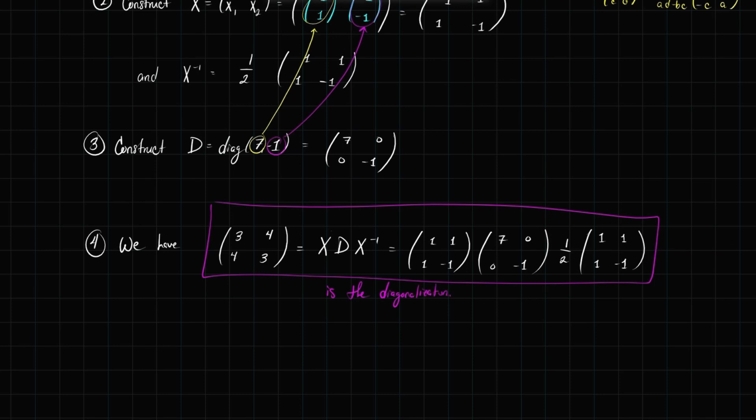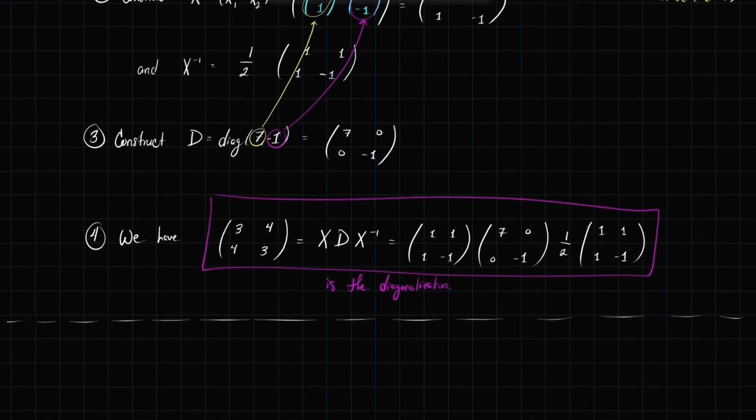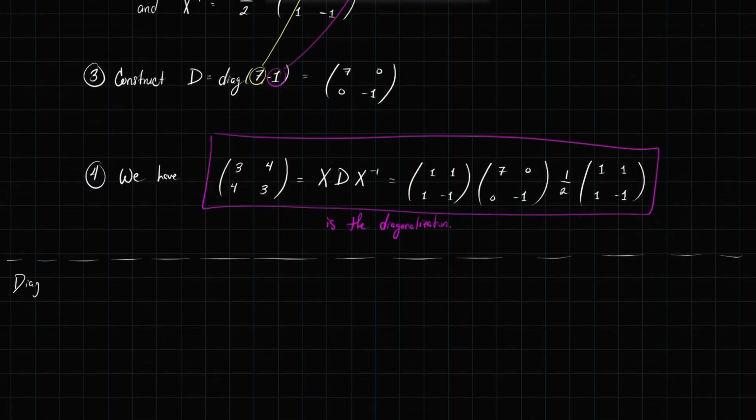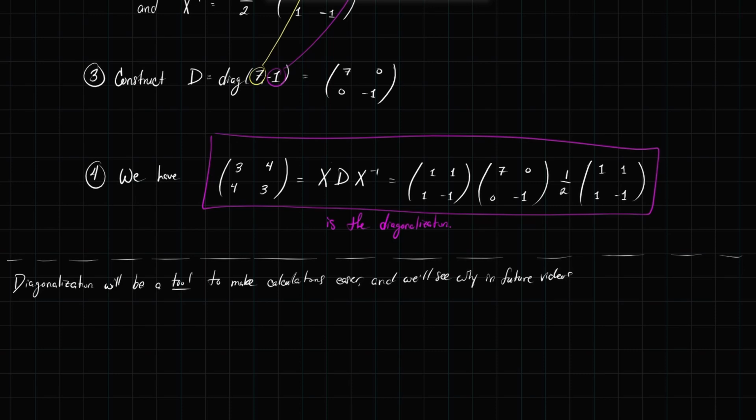It doesn't really mean much right now until we use it as a tool. We use it as a tool to make calculations easier. So that's why we go ahead and diagonalize. We'll see the tool in action later. I'll just mention that here: diagonalization will be a tool to make calculations easier. We'll see why in future videos. We're not going to see it right now, but in about 2 videos, we'll see why.